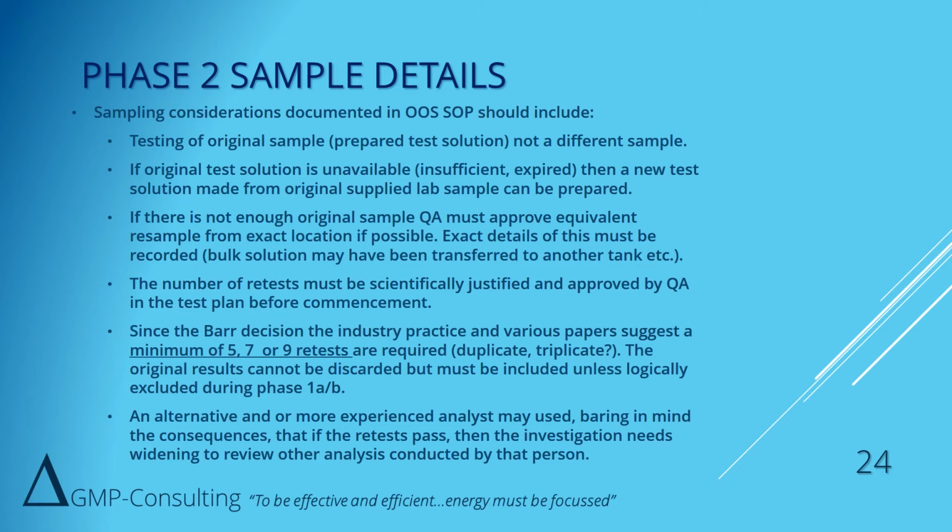The famous Barr decision in the US came to the conclusion that the minimum number of retests you need is between 5, 7, 9 for it to be statistically significant. And you can't discard the original result unless you have a reason to. It may be part of that same sample set, but on the limits of the standard distribution.